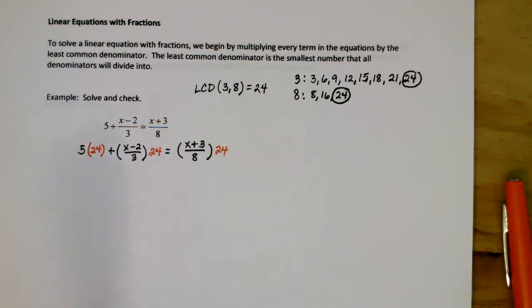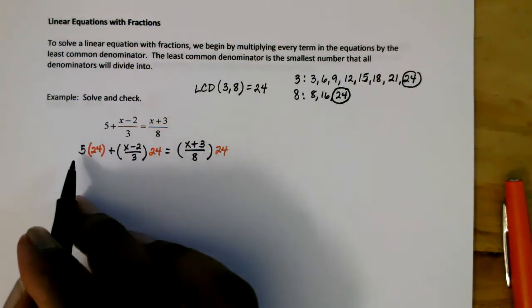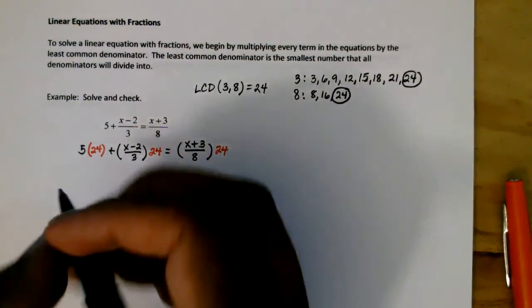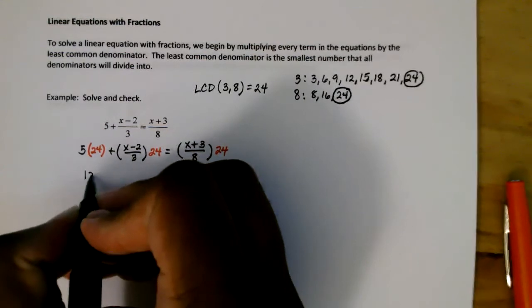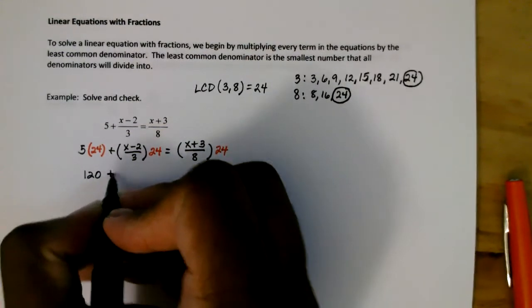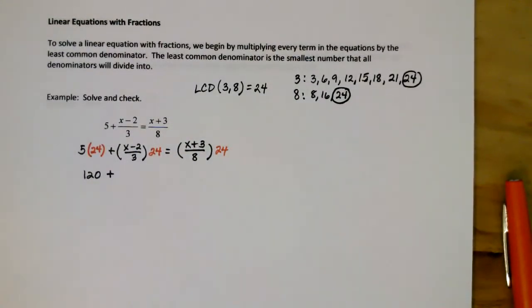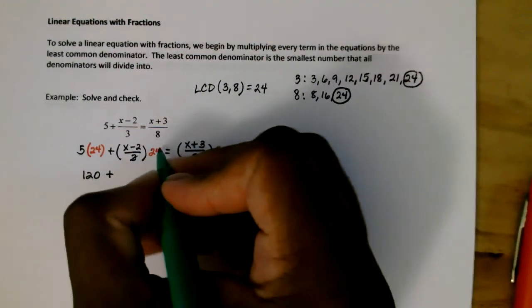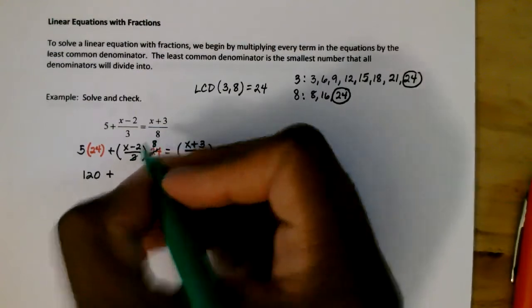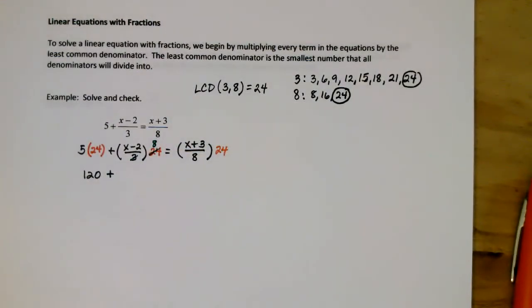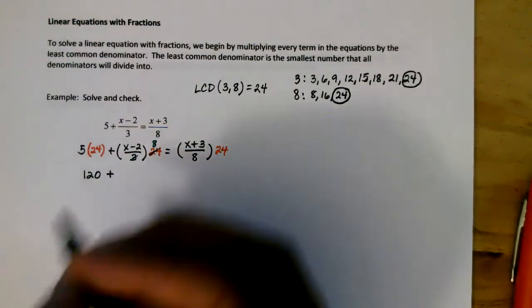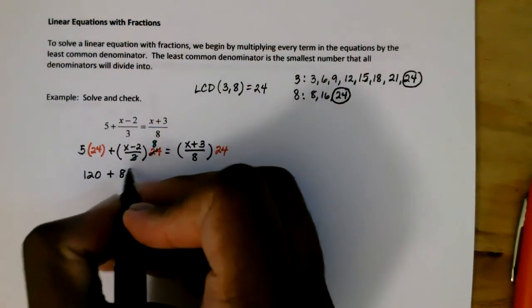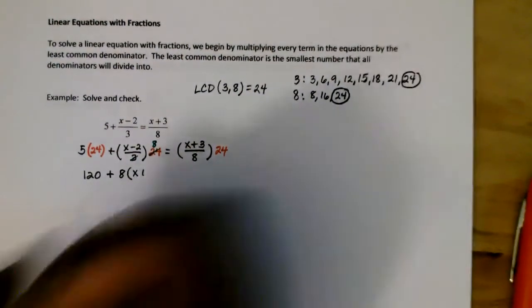Now, let's simplify this. If we multiply 5 times 24, that would give me 120. Plus, in this case, when I divide 3 into 24, that would go 8 times. 3 goes into 24 8 times. So you're going to have 8 times the quantity x minus 2.